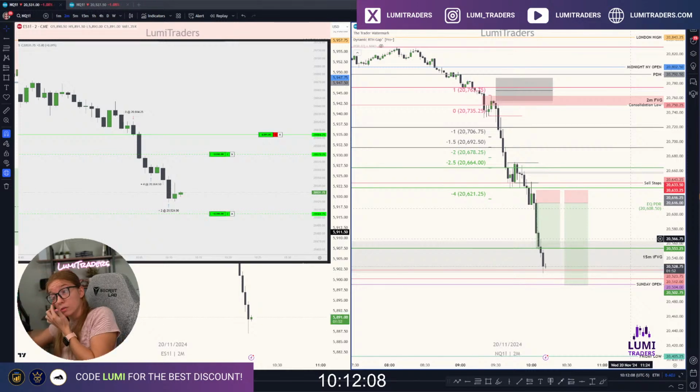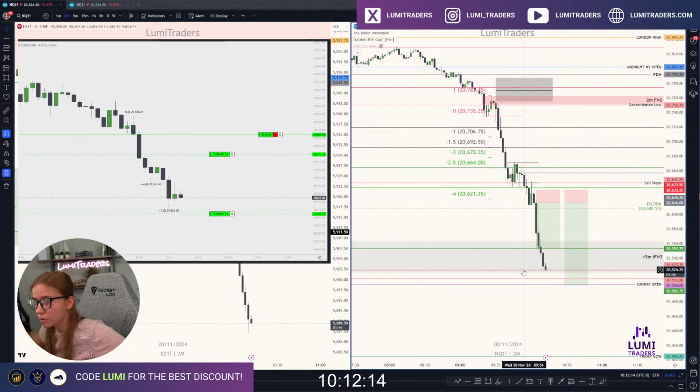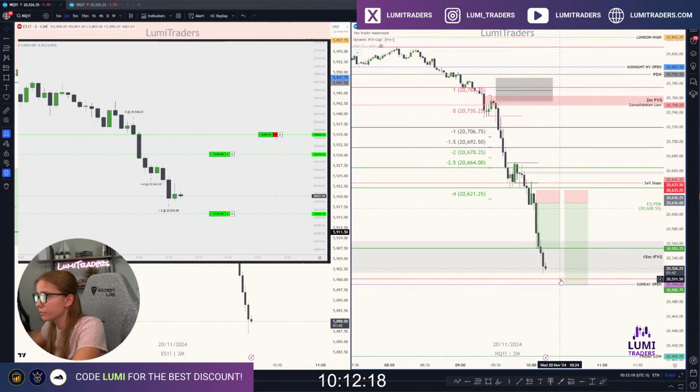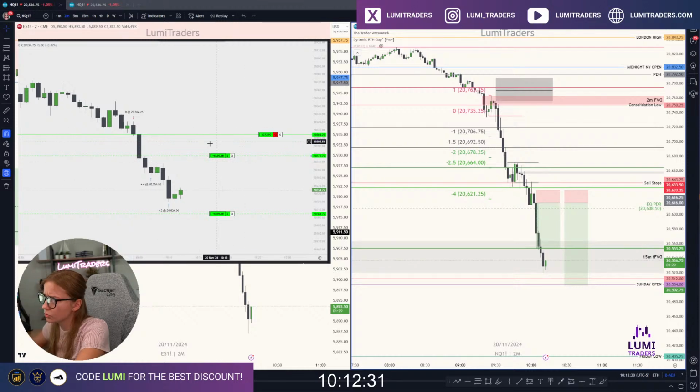I'm looking for a potential retest of the weekly open, new week opening gap. Let's see how we continue going after this. If it wants to be measuring gap right here, yeah, I'm going to leave my stop right here. I don't really care anymore.